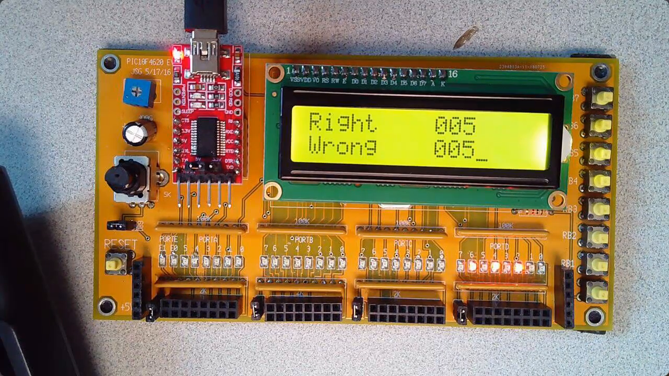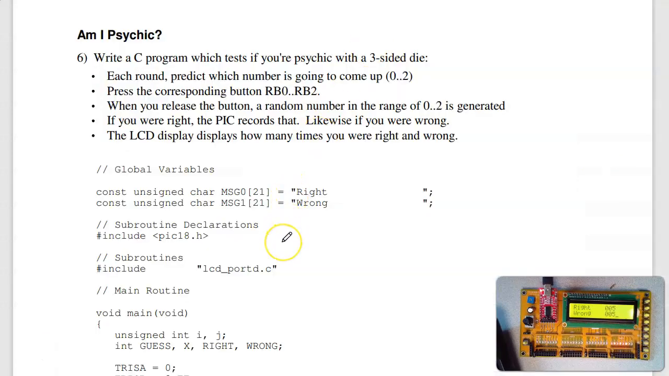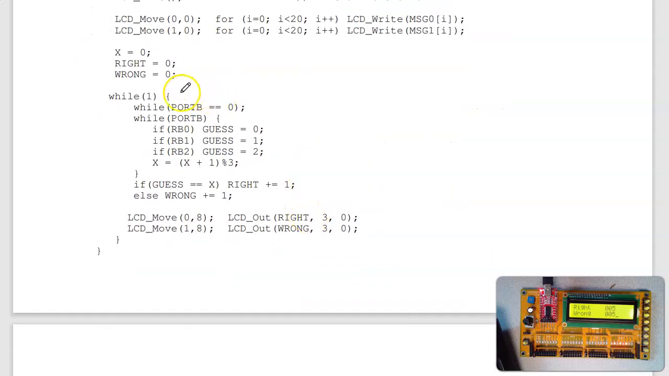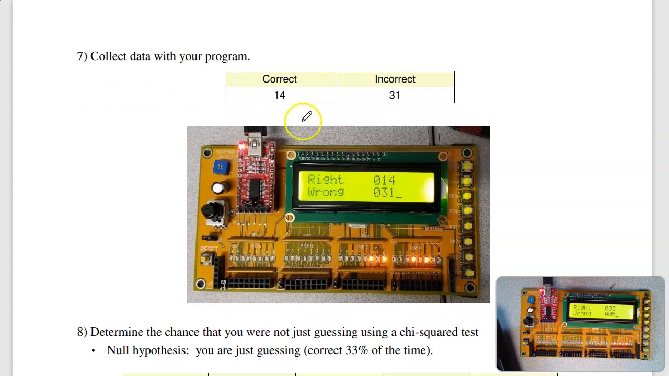Repeat a whole bunch of times. If I'm guessing, I should be right 1/3 of the time. If I'm actually psychic, I'm going to be right more than that. So let's find out. Here's the code. I basically generate a random number, check which button I pushed, that tells me my guess, and then check, did I hit the right button? If so, I increase right by 1, otherwise increase wrong by 1, and display it. So I did that 45 times, and here's what I got.